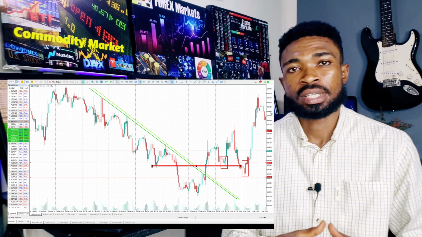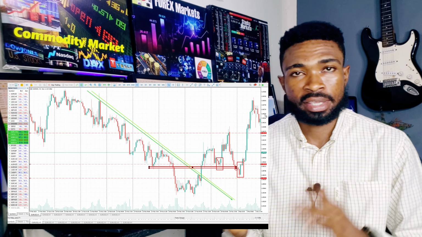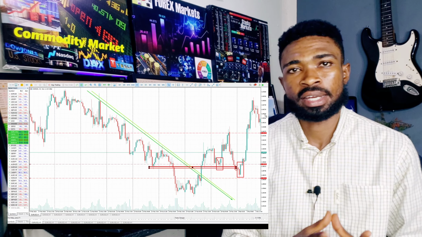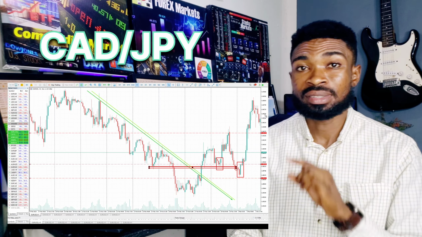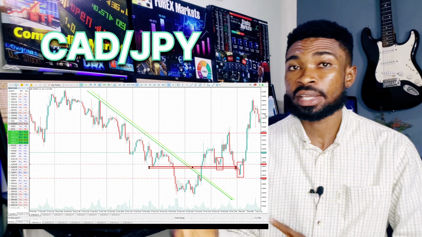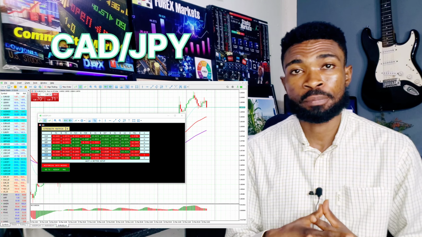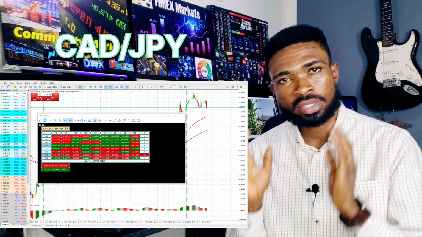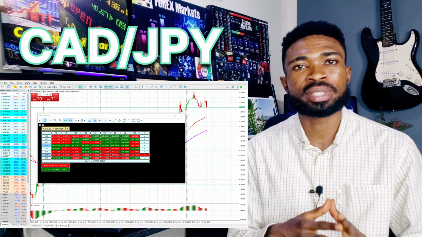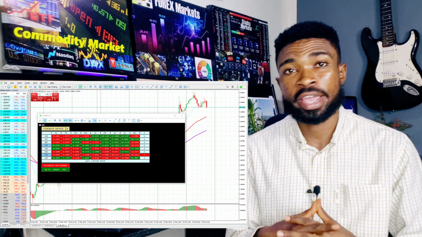So maybe you merge the CAD and the yen. Okay, example, CAD yen, and CAD yen has been trending for some time. Before CAD yen can reverse, which means the yen must be rather stronger than the CAD. So when you check your currency trend meter, as you all know that I trade with the currency trend meter, and you realize that the yen is now stronger than the CAD, which means it's likely the currency pair is going to reverse.